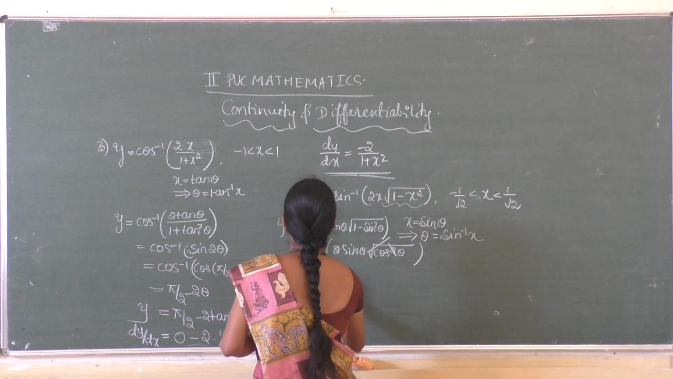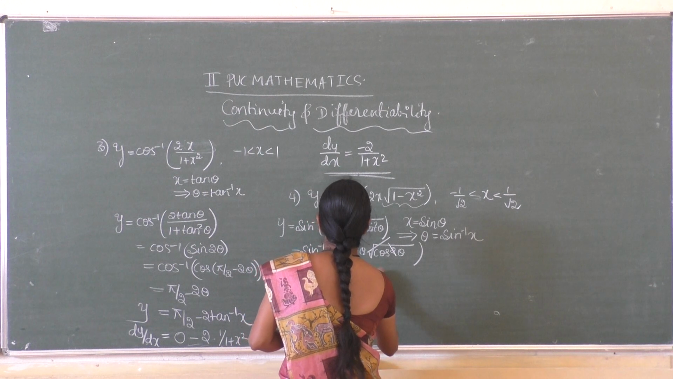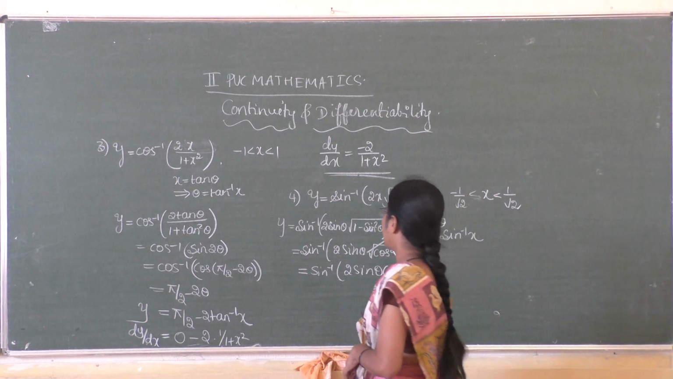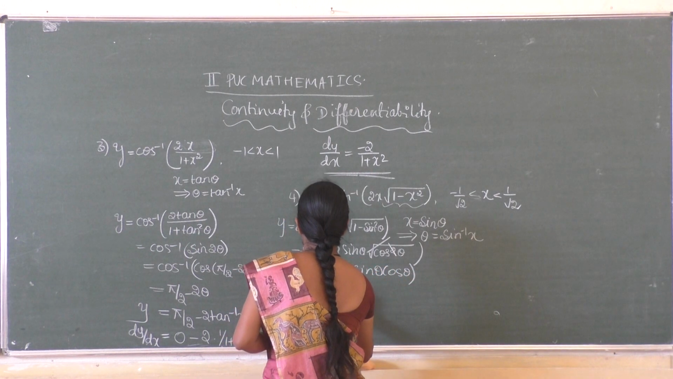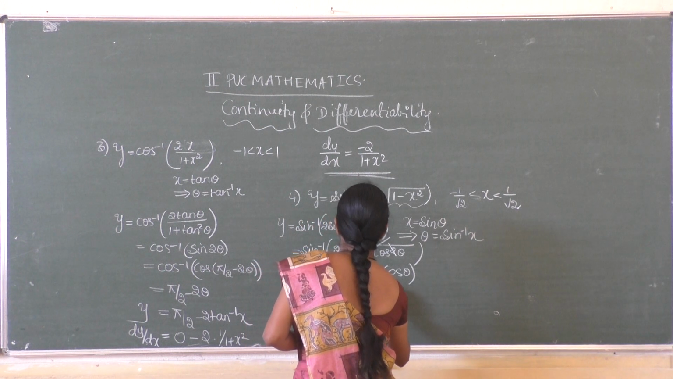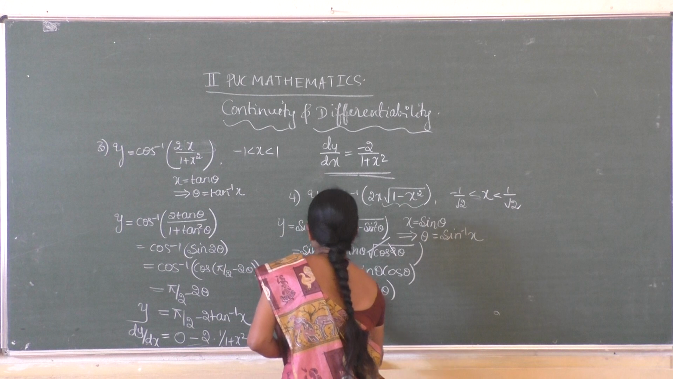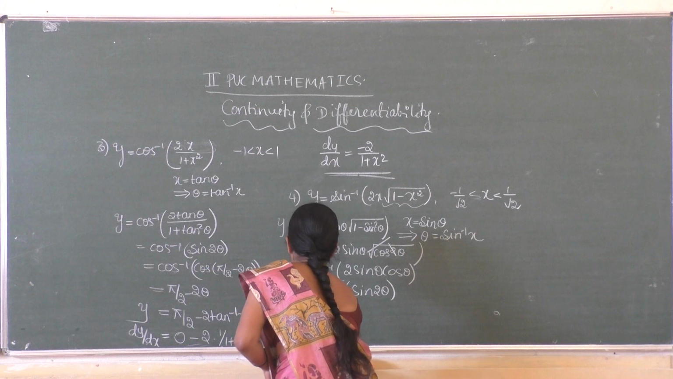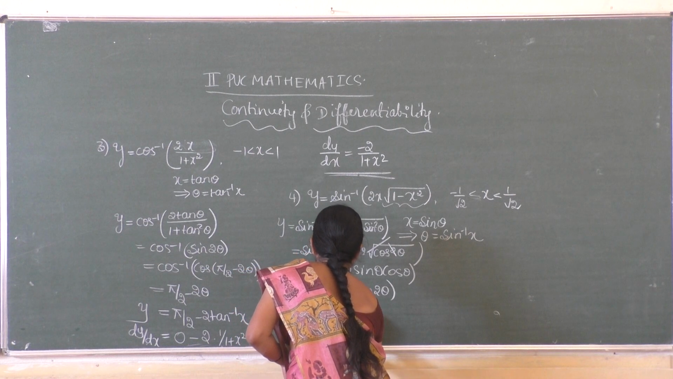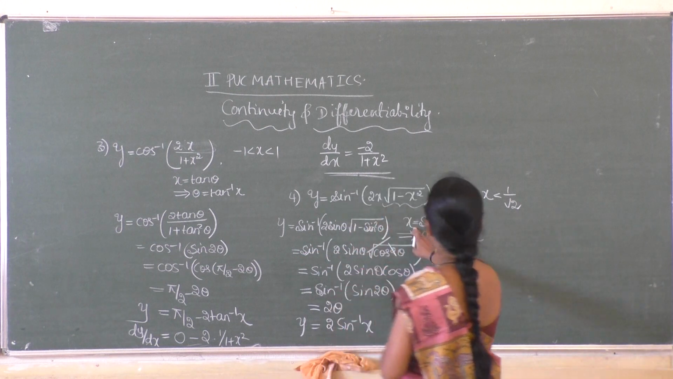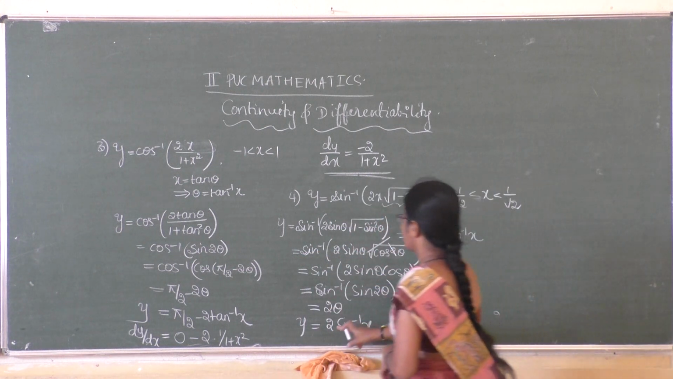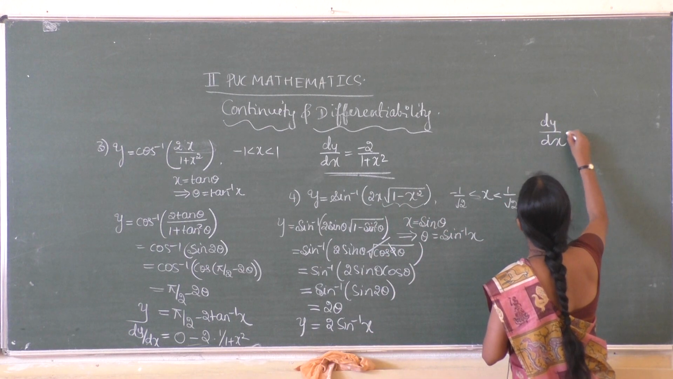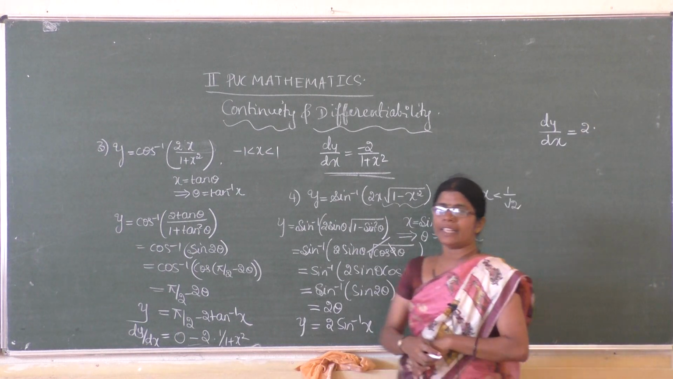So this becomes sin inverse of 2 sin theta into cos theta. 2 sin theta cos theta is nothing but sin 2 theta. So sin inverse of sin 2 theta equals 2 theta. Okay, so we got y equal to 2 theta. So y is equal to 2 sin inverse of x, because x equal to sin theta, then theta becomes sin inverse x. Now differentiate.